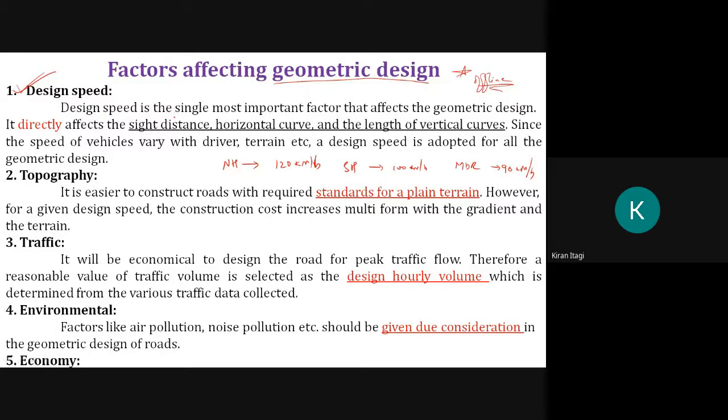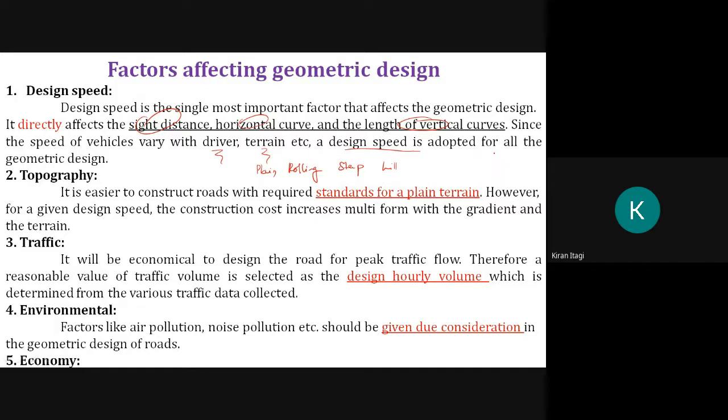The design speed is the most important factor that affects the geometric design. It directly affects the sight distance, horizontal curve, and length of the vertical curves. Remember, the speed influences the sight distance, horizontal curve, and length of the vertical curve. The speed of the vehicle varies with the driver and the terrain, it may be a plain terrain, rolling terrain, or steep or hilly roads, etc.